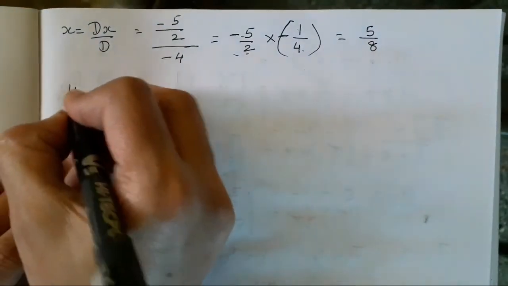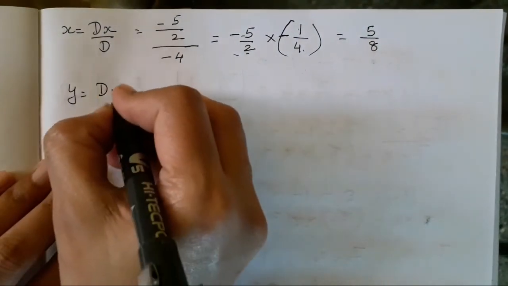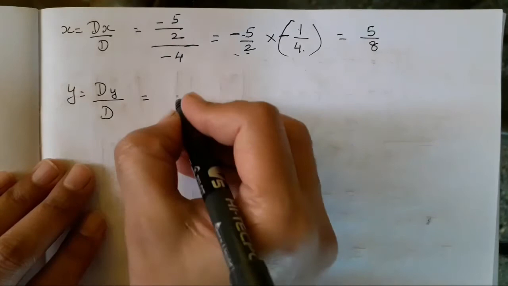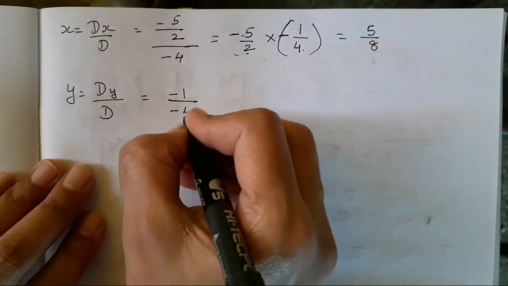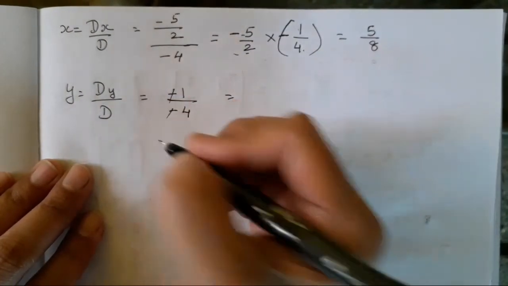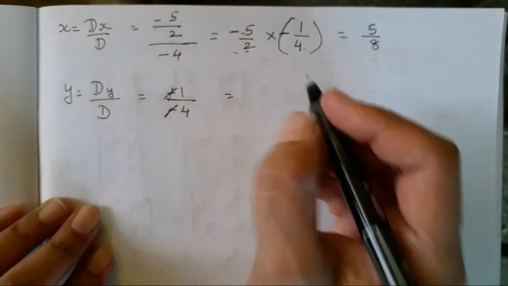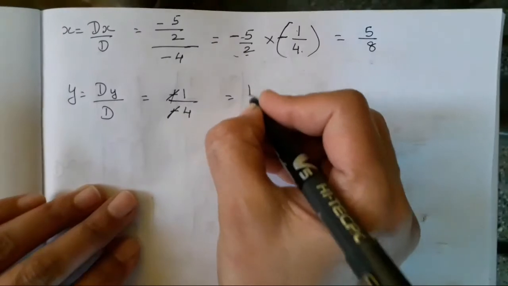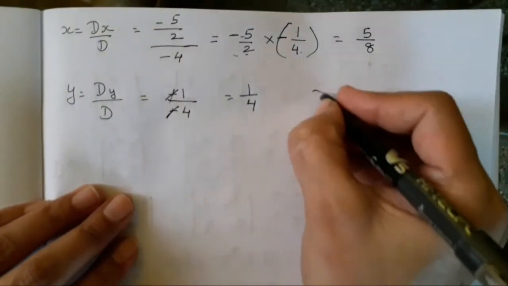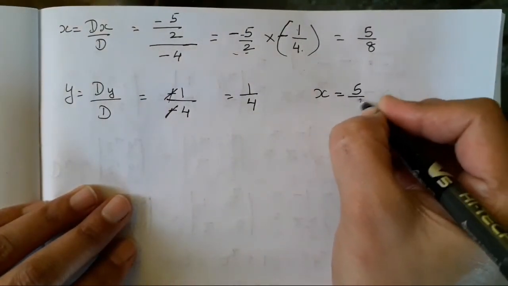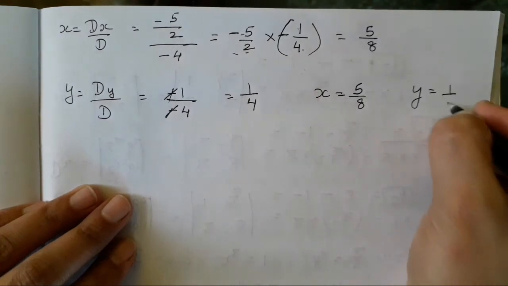Okay, same goes with dy upon d, which is equal to minus 1 upon minus 4. So these minus signs are going to get reduced. They are going to disappear from here. So the answer is going to be 1 upon 4. So x is 5 upon 8 and y is 1 upon 4.